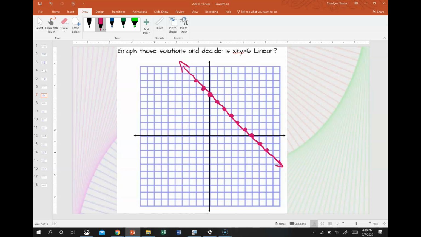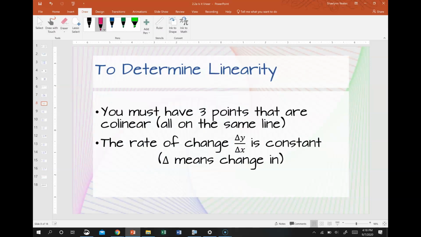Well, that would be most convenient if it was a straight line, because it is in fact linear. So that one's linear. The way we can tell, to determine linearity, is we must have at least 3 points. We could have a full table of points, but we need at least 3 to determine that they have the same rate of change. In other words, the change in y is the same as the change in x.